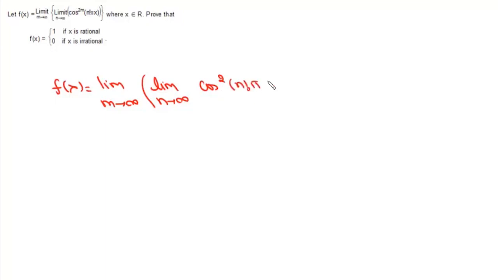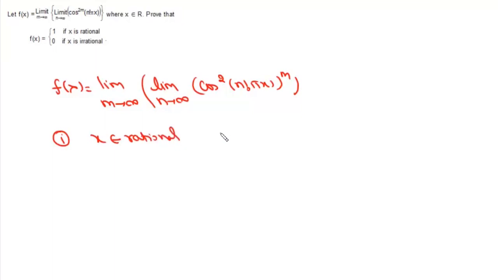Now here the question is, we are given this function f(x), and it is limit m tends to infinite, limit n tends to infinite, cos to the power 2m of (n factorial pi x). So we have actually rearranged it. Now we are taking two cases. Case 1, if x is rational.